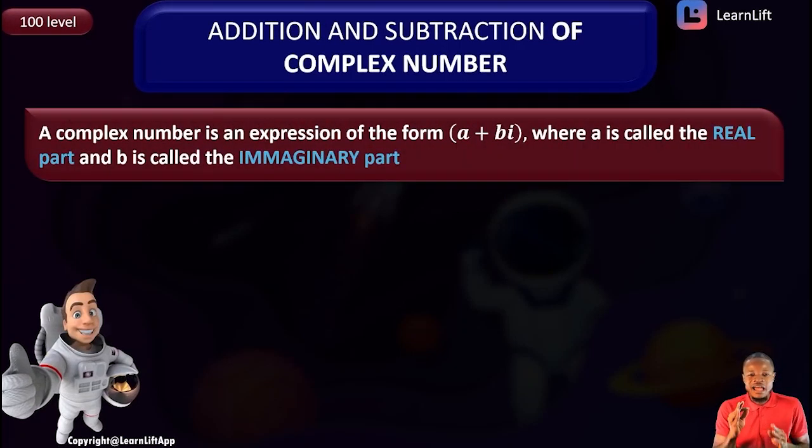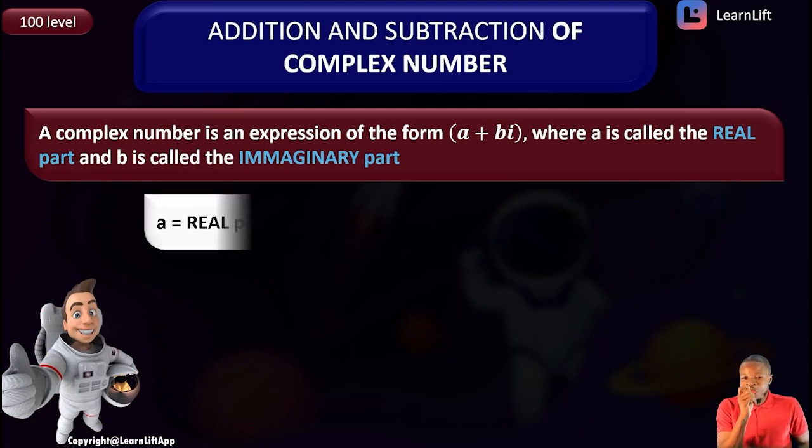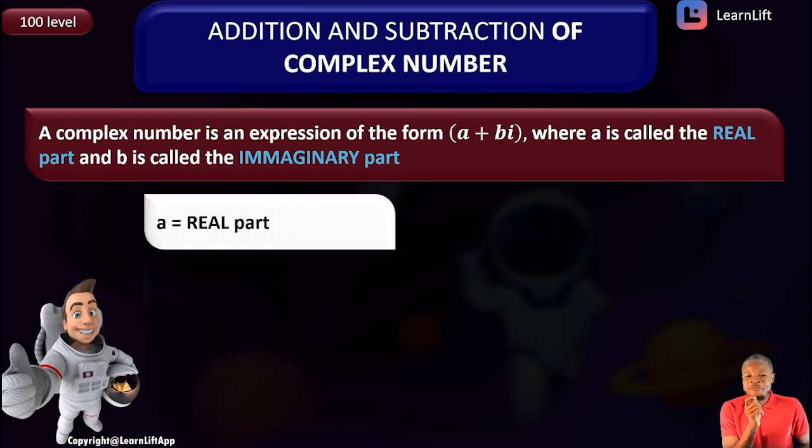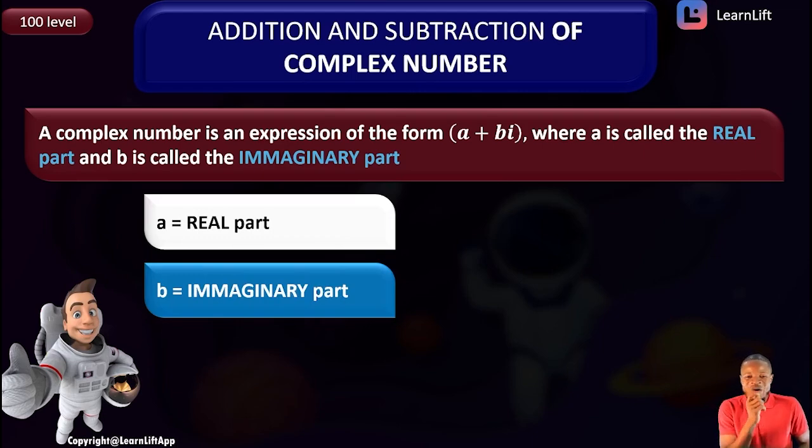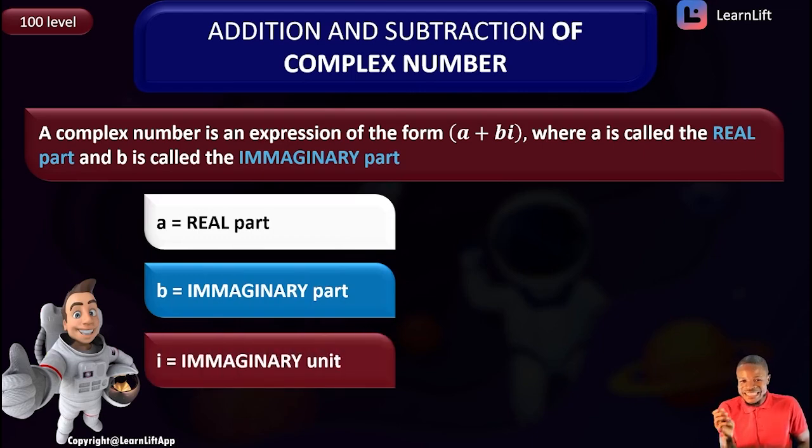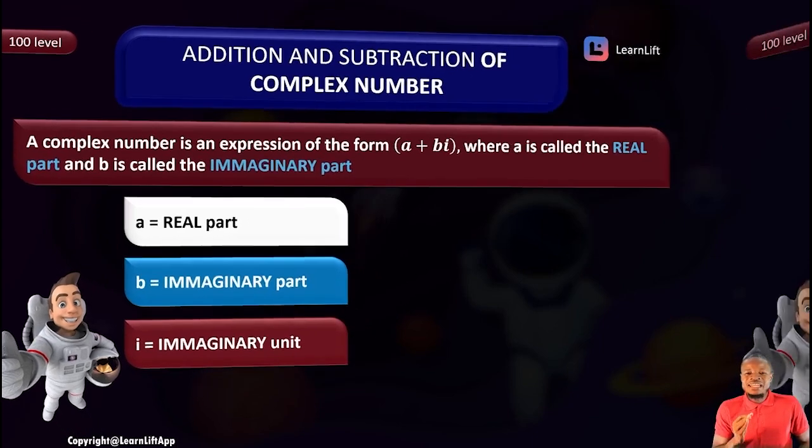Follow me quickly. What's a complex number first? A complex number is an expression of the form a plus bi. We've established that a is the real part and b is the imaginary part, and i is the imaginary unit. Are you seeing it now? Now that you get this, follow me quickly.